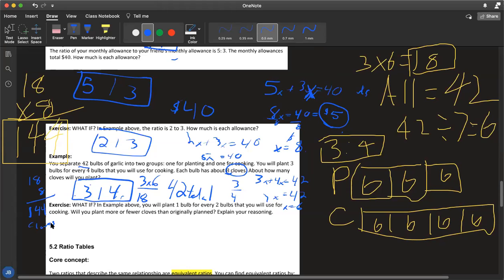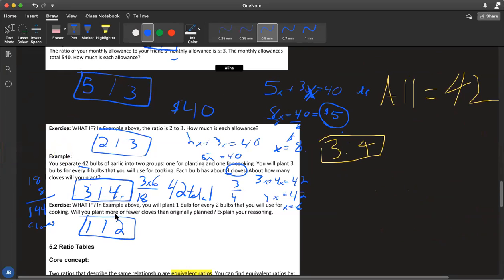That was perfect. So what if in the example above, you will plant 1 bulb for every 2? So now we do a 1 to 2 ratio. Will you plant more or fewer cloves than originally planned? So now we do the same thing, right? 1x plus 2x equals 42. So we do 3x equals 42.